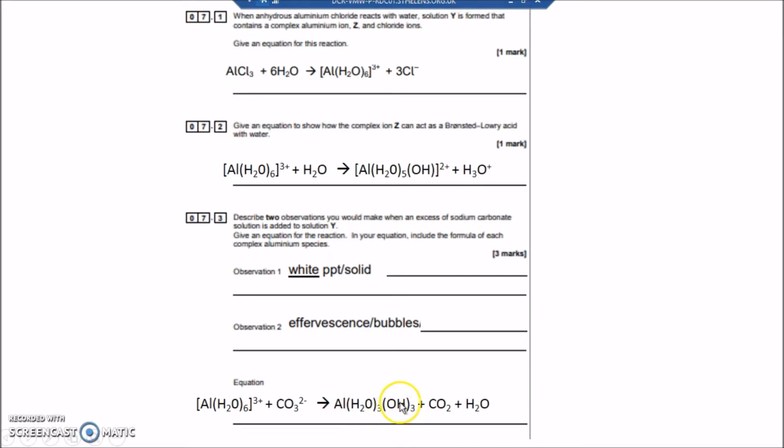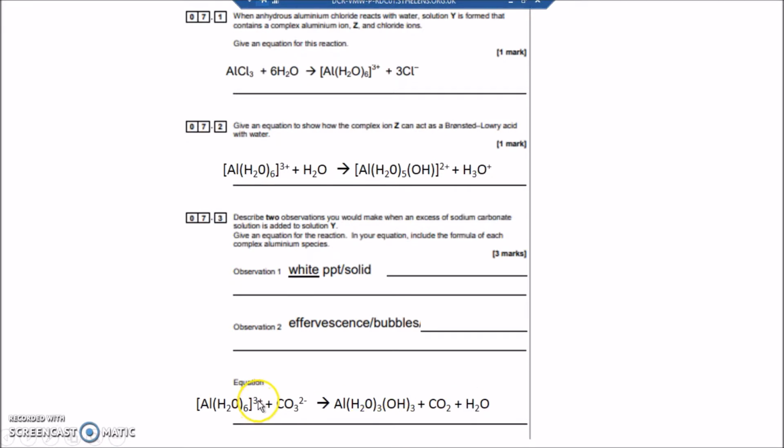So 3 of the waters are turned into OHs, and I make some carbon dioxide, and I'm going to make some water as well. So I've got the H pluses coming off this with some O's to make some water. There's a good chance if you've got H's and O's, you're going to make water. The problem is it doesn't balance. So how do I balance it?